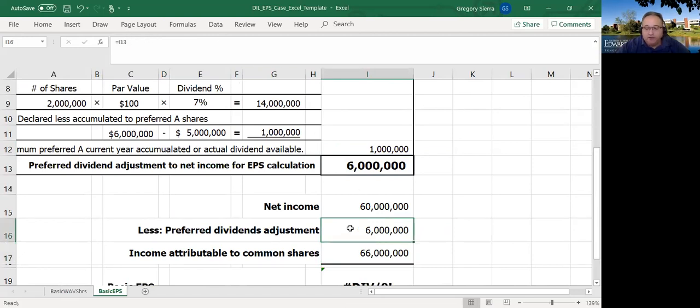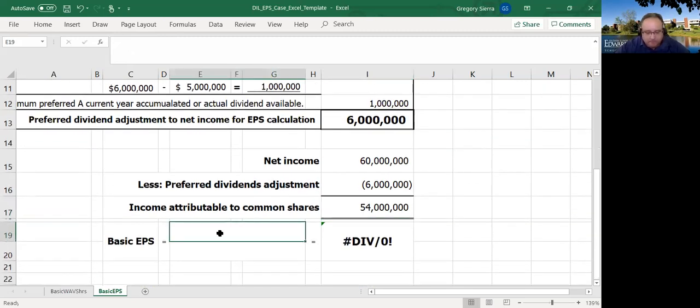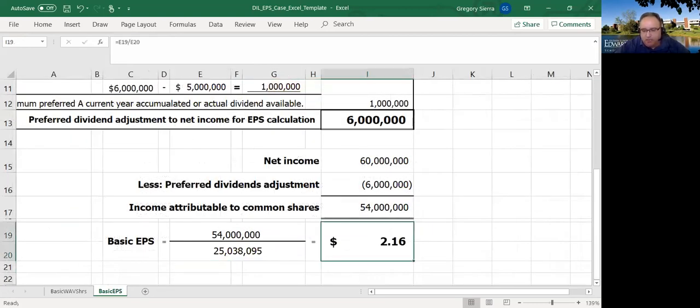And actually what you have to do is it's a reduction. So it's 54 million. And then the numerator, income attributable to common shareholders, is 54 million. And we go back to the prior basic weighted average shares on that worksheet. And so what we end up with is $2.16 a share.